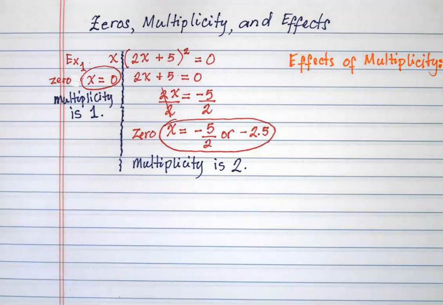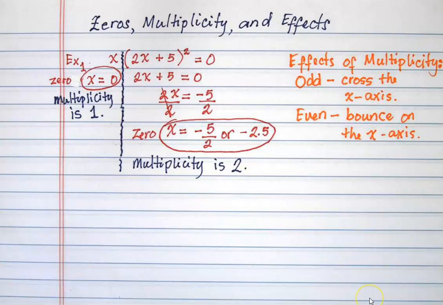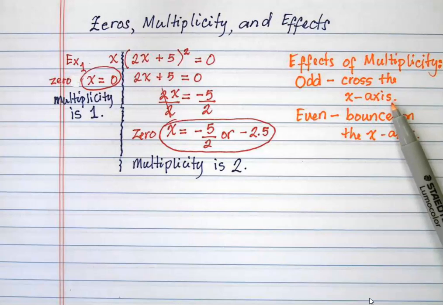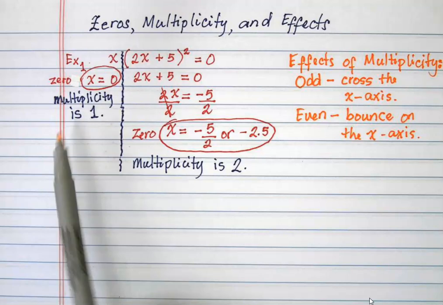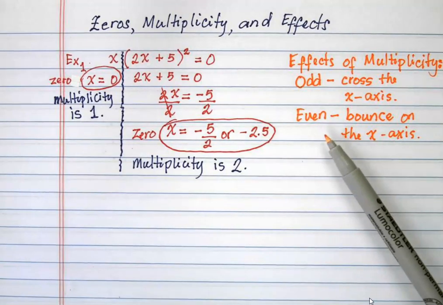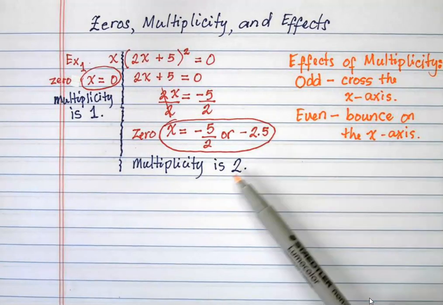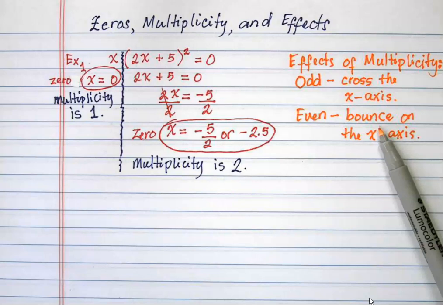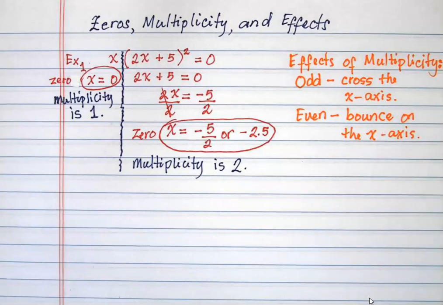And now we're going to discuss the effects of this multiplicity on our graph. When your multiplicity is an odd number, it's going to cross the x-axis. So your graph will cross the x-axis through that zero. When your multiplicity is an even number, which in this case it is, it's going to bounce on the x-axis. Sometimes they call it tangent to the x-axis, and we're going to observe that using Desmos.